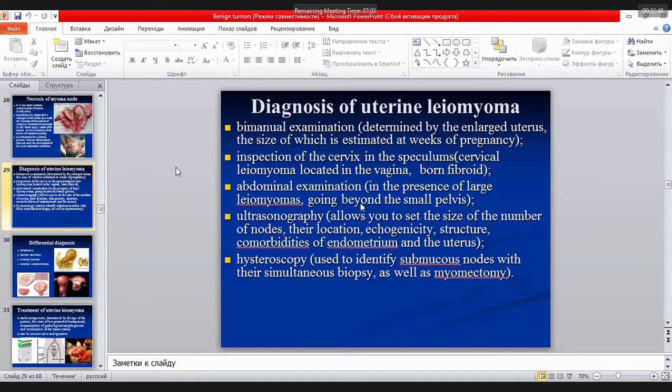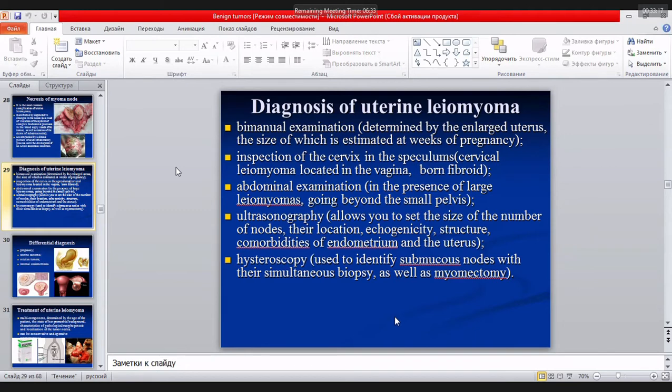Of course, a great method of investigation, very useful in this case, is ultrasonography, where we can see the number, the size, localization, echogenicity, and the structure of these fibromatous nodes. And if there are submucous fibromatous nodes, you use hysteroscopy, optical examination of the uterine cavity.